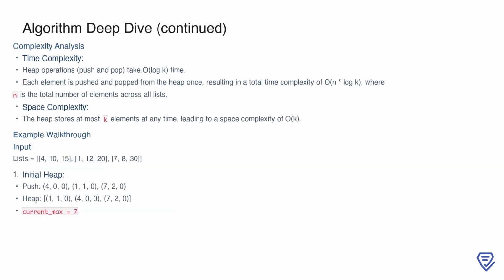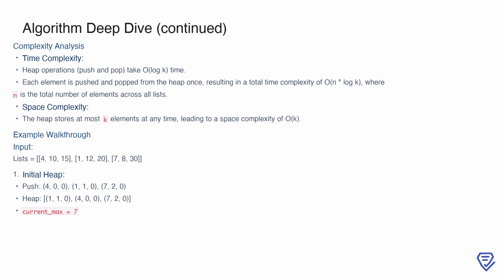Now let's analyze the complexity of this algorithm. For time complexity, heap operations such as push and pop take O(log k) time. Since each element is pushed and popped from the heap exactly once, the total time complexity is O(n log k), where n is the total number of elements across all lists.